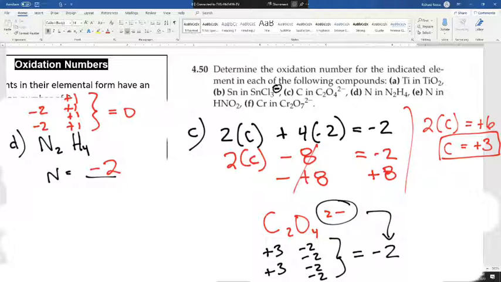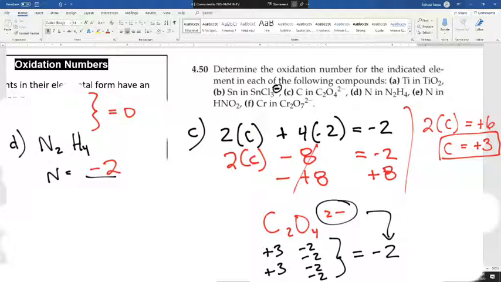Kira, how is nitrogen positive or negative in that one? Okay, let's go. So let's focus first on what it's bonded to. Its partner is hydrogen, right? What do we know about hydrogen when it's bonded to nonmetals? Its charge is positive 1 when it's bonded to nonmetals.